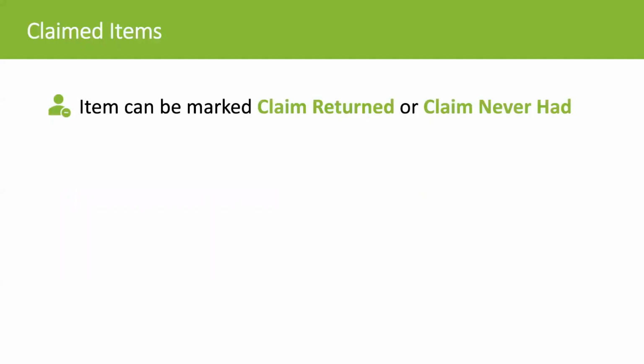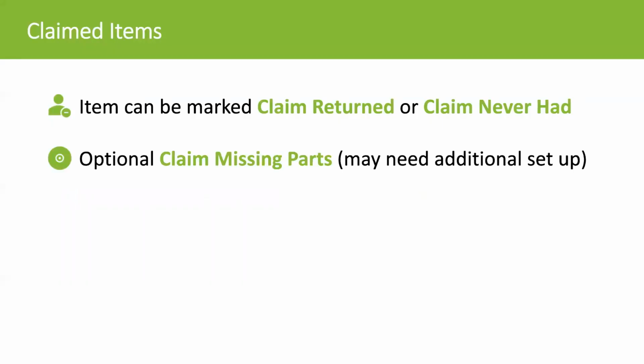Oops, sorry, my slides aren't keeping up with me. There we go. A third method of claim missing parts if an item is missing, say, just like a disc of a multi-disc set. Claim missing parts is optional and it requires additional setup for an automated notice. So again, reach out to CCS if you are interested.